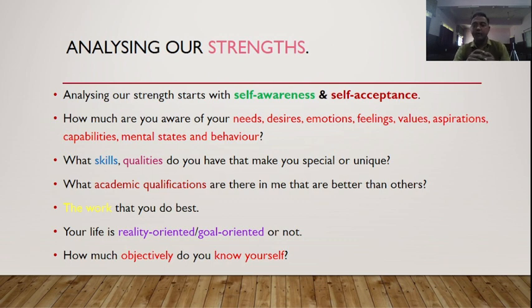And you see, self-awareness starts with being aware of our needs, our desires, our emotions, our feelings, our values, our aspirations, our capabilities, our mental states and behavior. And then self-awareness also includes knowing our skills, our qualities, those qualities or skills that really make us unique or special. Then academic qualifications that are better than others in us, and then the work that we do the best, and then whether our life is reality oriented or not, goal oriented or not, we should check properly. And then finally we should know ourselves objectively, as we know inanimate things, so we should know ourselves.